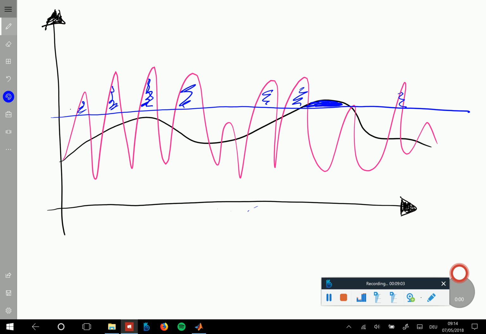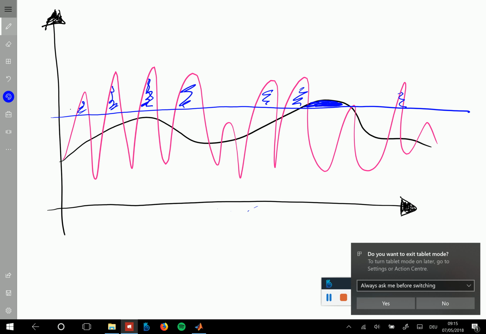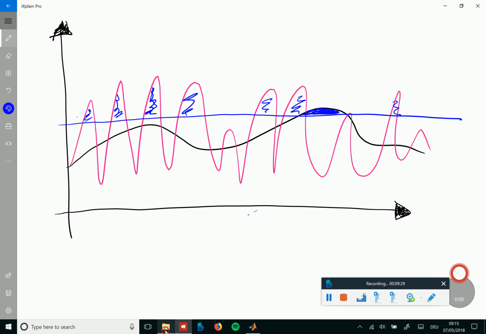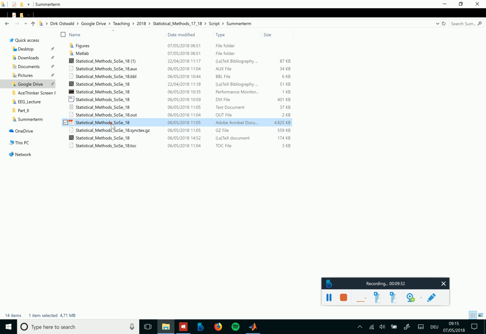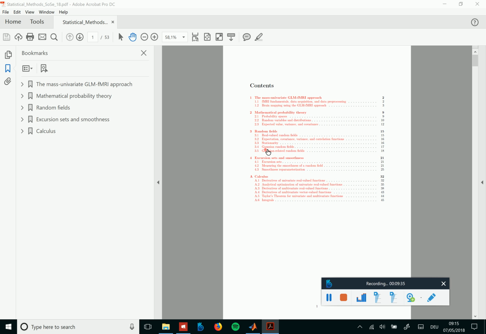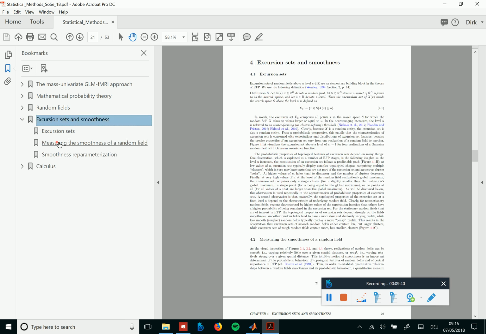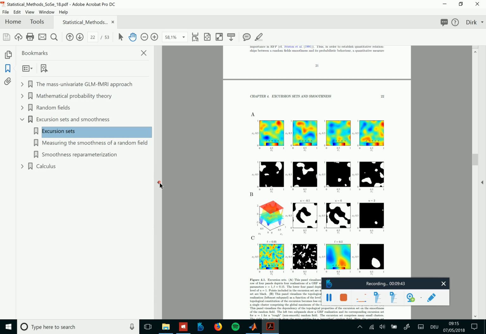So smooth random fields have excursion sets rather comprising few and larger components, and rough fields have more components. So the same, of course, applies in 2D and even more in 3D. And I want to show you that briefly now. So what I just discussed in terms of these intuitions about excursion sets, that's also visualized here.